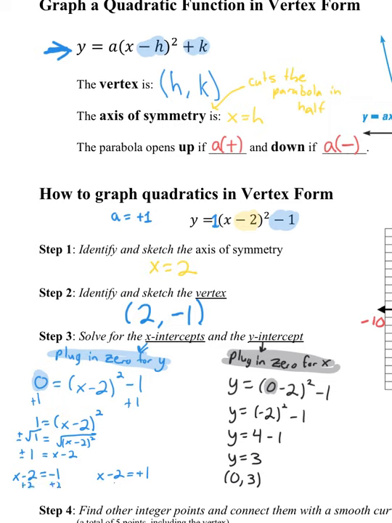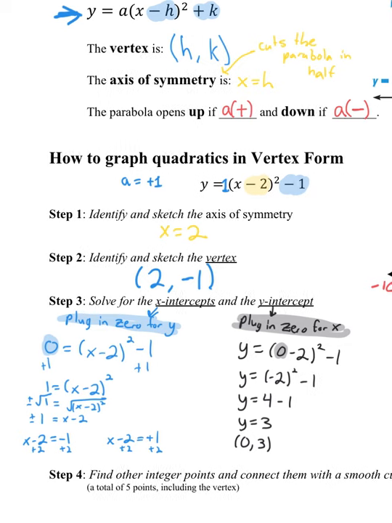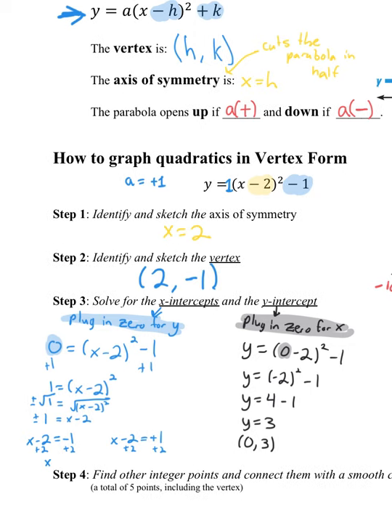And now I'm going to solve each one for x, which makes sense. I should have two x-intercepts. And that's what's going on here. So I get negative 1 plus 2. That gets me a positive 1. And positive 1 plus 2 gets me a positive 3. So it turns out my x-intercepts are (1, 0) and (3, 0).